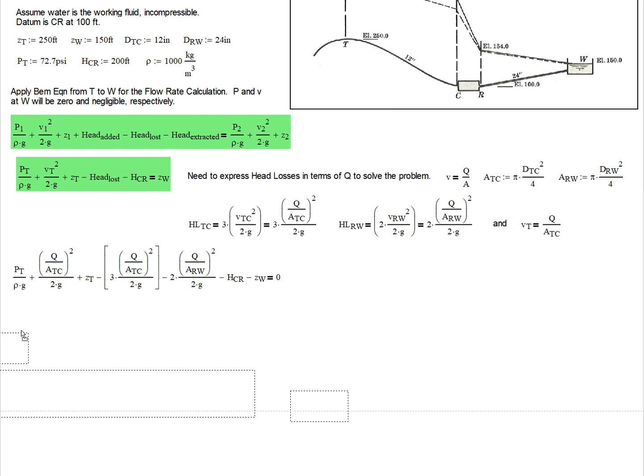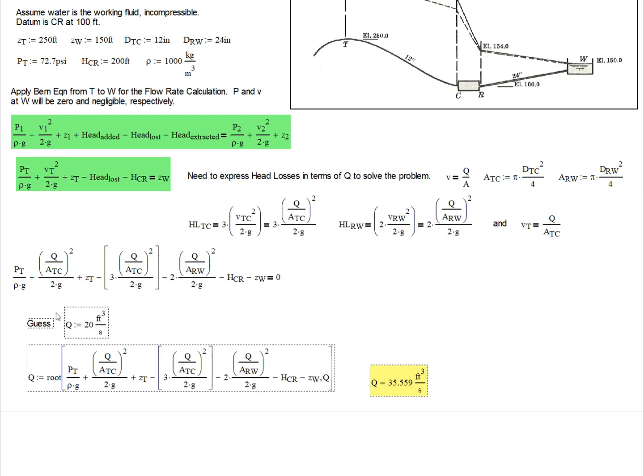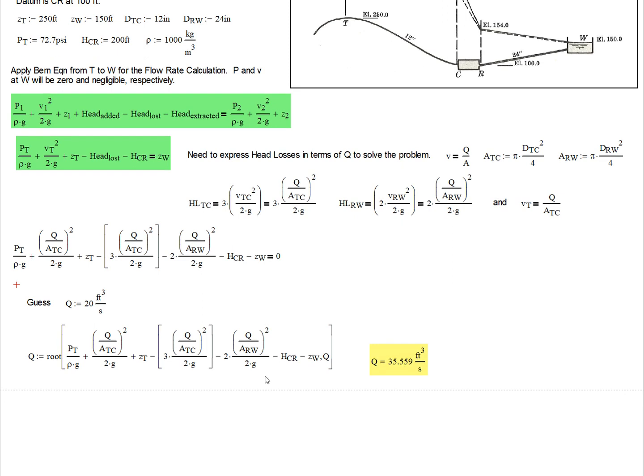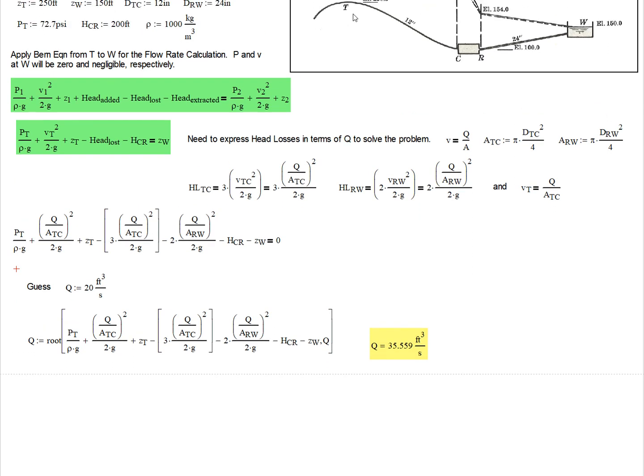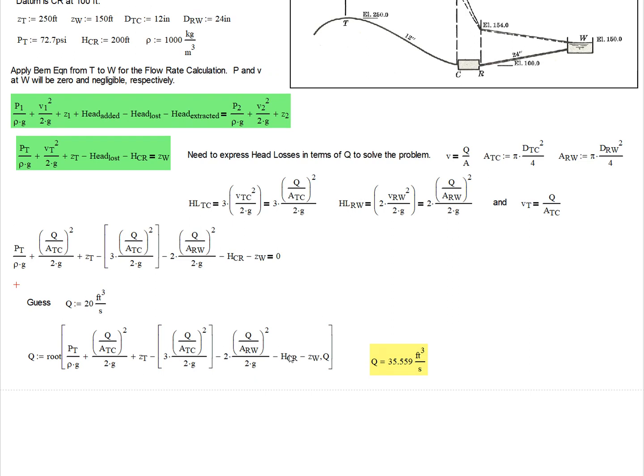The easiest way to solve it is in MathCAD, where we use the root finder, where I provide a guess. Here I put a guess at 20 cubic feet per second, and then I ask MathCAD to find the root of this function for Q, and I get a volumetric flow rate of 35.56 cubic feet per second. So that is the flow rate of water coming through this turbine.